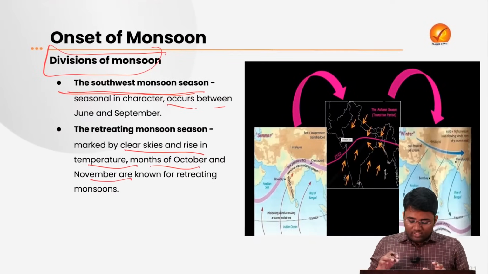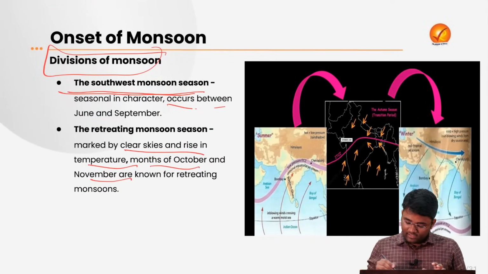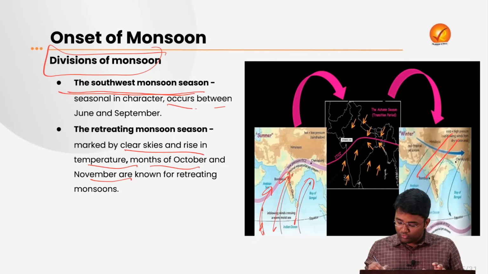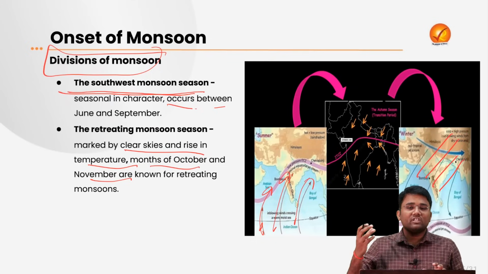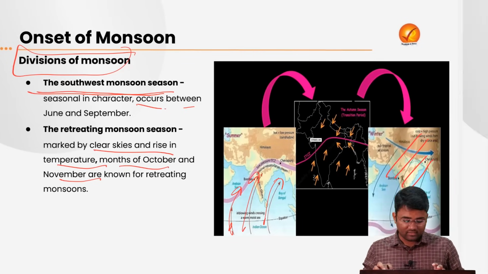So these were the two divisions. One more thing that I want to explain here is that this is the southwest monsoon, but in the retreating monsoon it is mainly the northeastern winds which are coming back towards the equator in the retreating monsoon season or retreating monsoon phase.